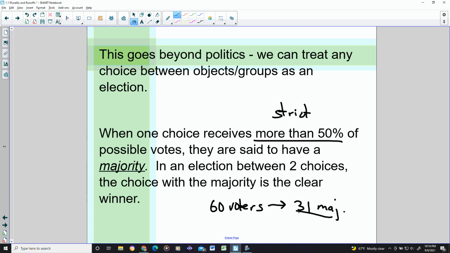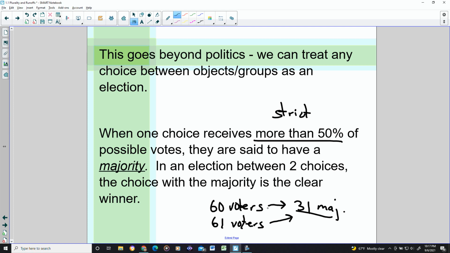That's easy to do when there's an odd number. So obviously, if there are 61 voters, 31 would also be enough for a majority. So something to keep in mind is that when you have an odd number of voters, because it's impossible to tie, it's easy to figure out a majority. Okay?